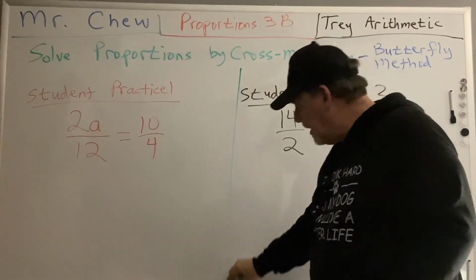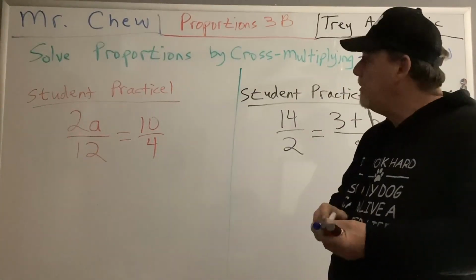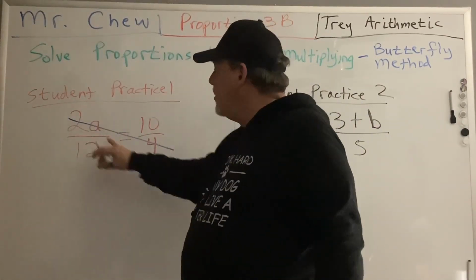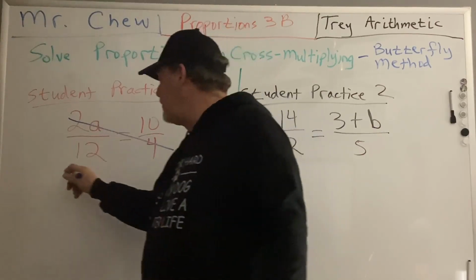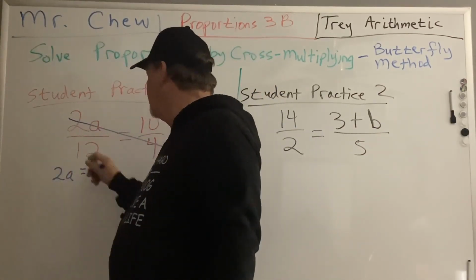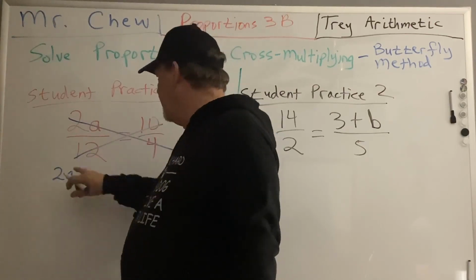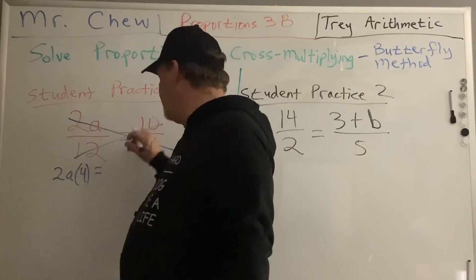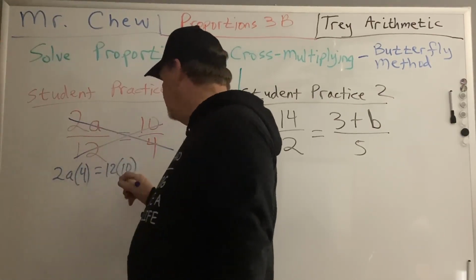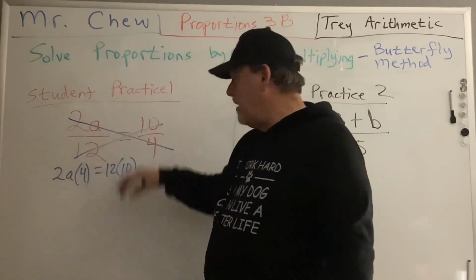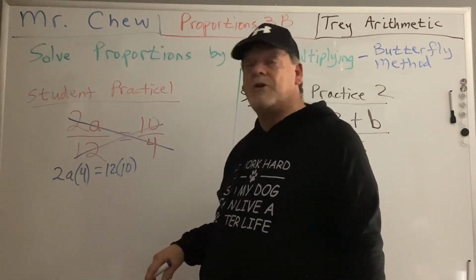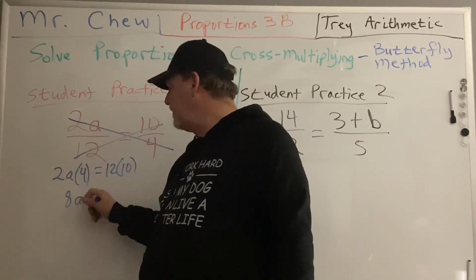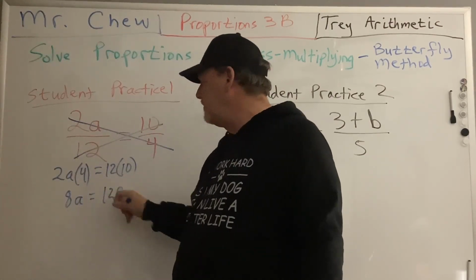I'm just going to put a little line here so that I can have one on the left, one on the right. Remember, I said that you cross multiply. So I'm going to multiply the numerator on the left times the denominator on the right. It's 2a times 4 equals 12 times 10. Now, this ends up being a one-step equation we solve by doing inverse operations after I simplify both sides. 2a times 4 is 8a. 12 times 10 is 120.